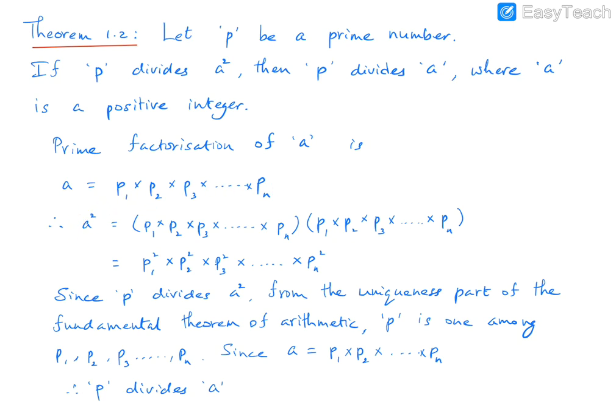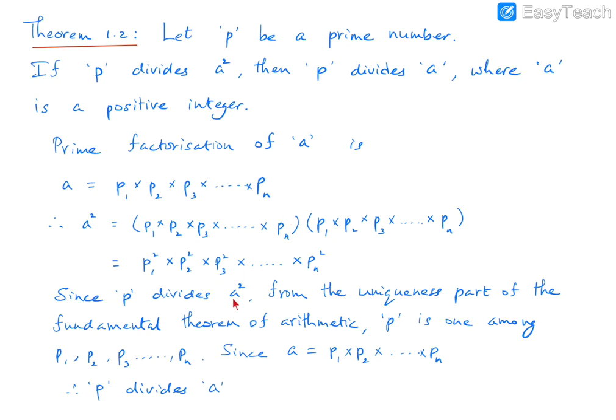So therefore, a square will be the product of the prime factors multiplied with themselves. So we get a square as p1 square into p2 square into p3 square up to pn square. Now, since it is given to us that the prime number p divides a square, we know from the fundamental theorem of arithmetic that each of these p's are unique. That means the individual elements in the prime factors are all unique, and there can be no other new number involved in that product.